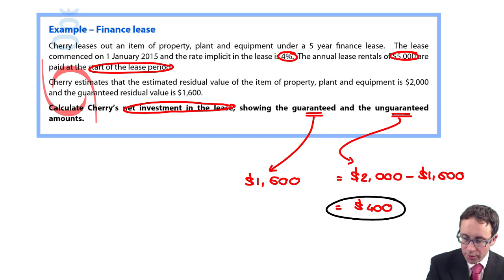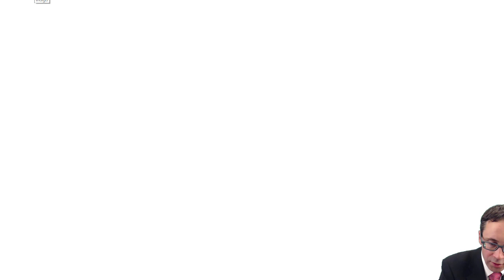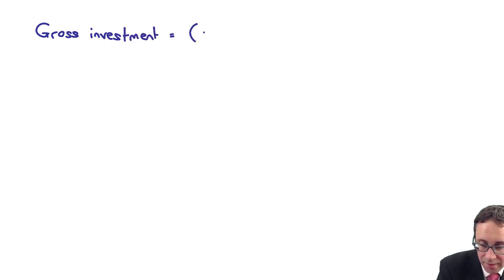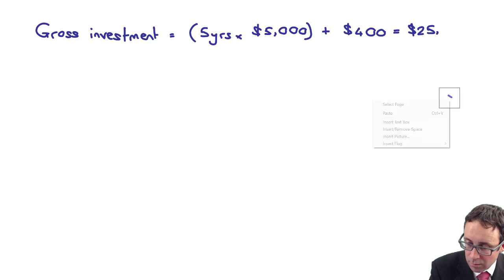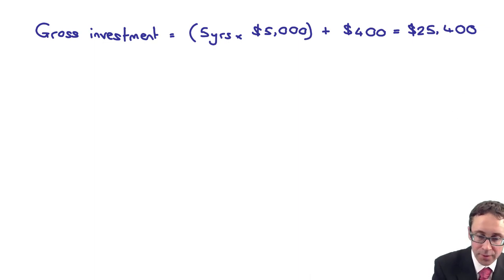Well, what we can do there is work out the gross investment as well. So the gross investment is 5 years of 5,000 plus the unguaranteed amount. Does that give me $25,400? Okay. The net investment in the lease is just a little bit more of a challenge.